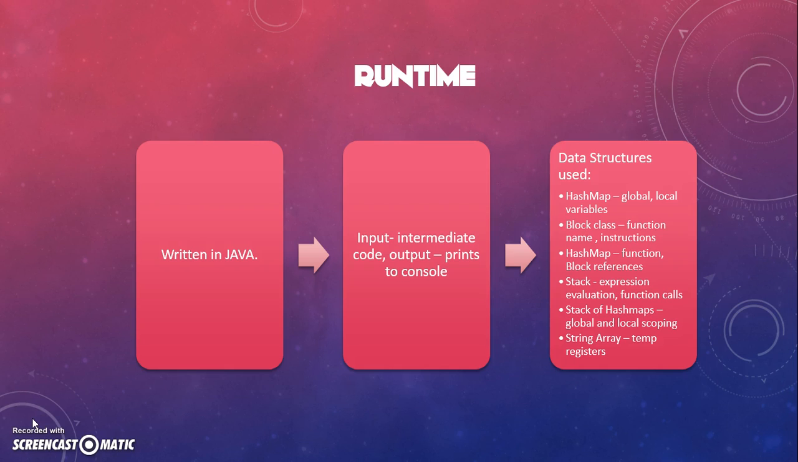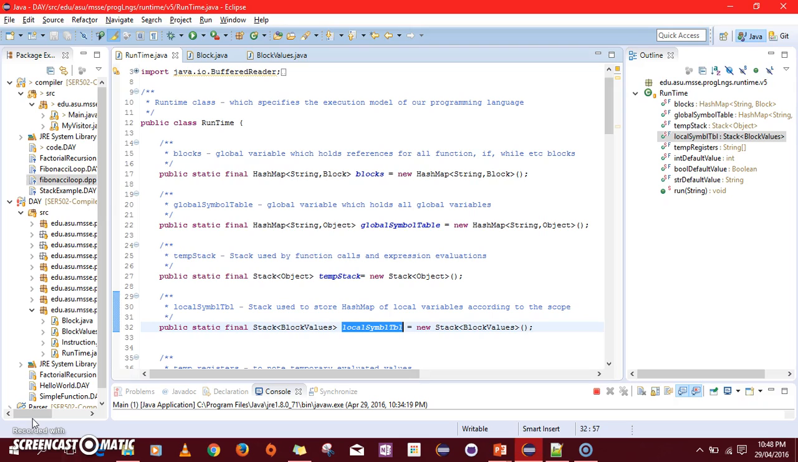Our runtime is written in Java. Runtime takes intermediate code as input, executes it, and writes output to the console. Let's shift to runtime code.